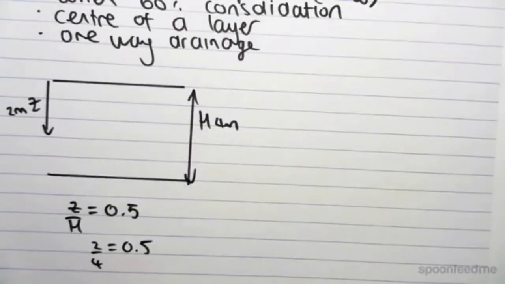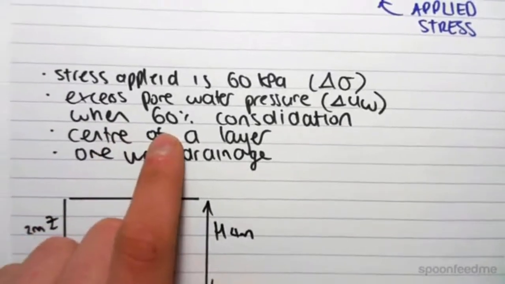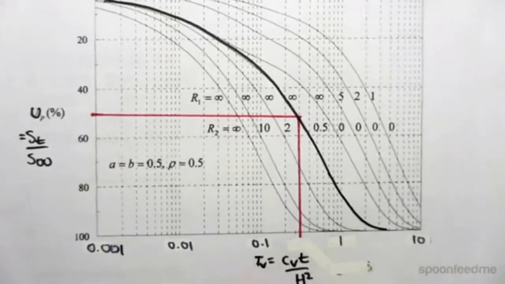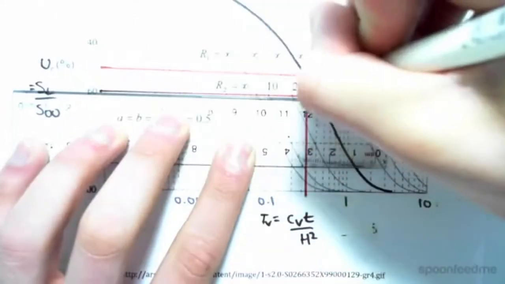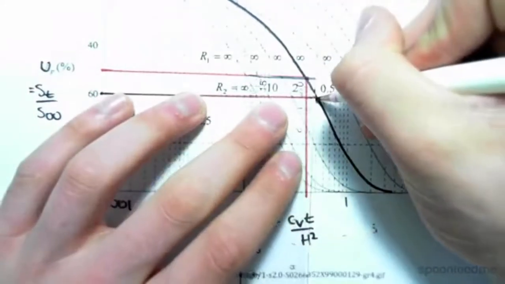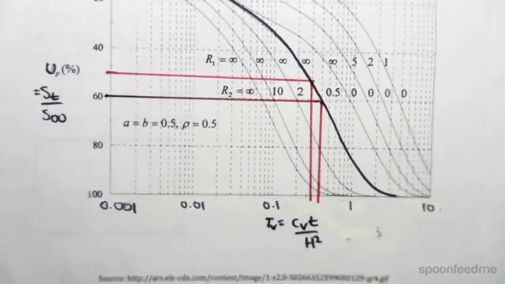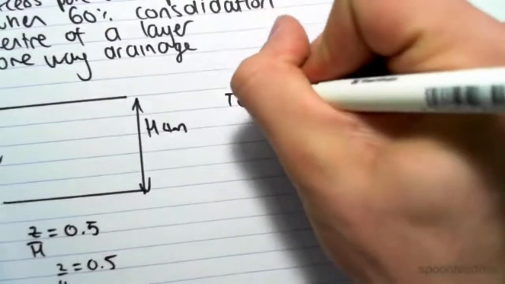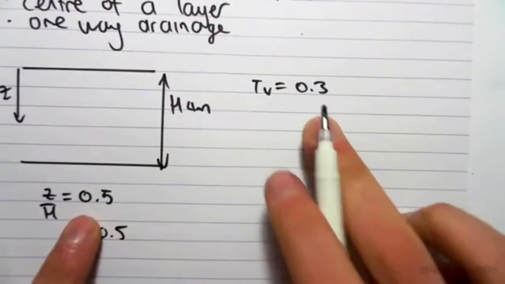To find TV, we're going to have to use the graph we saw in the previous example, because we're given a settlement of 60%, so 60% settlement has occurred. So we would have to come across at 60% to our curve, hit that curve, come down, and we get a value of 0.3. So we found now that TV equals 0.3. So we have Z on H equals a half and TV equals 0.3.